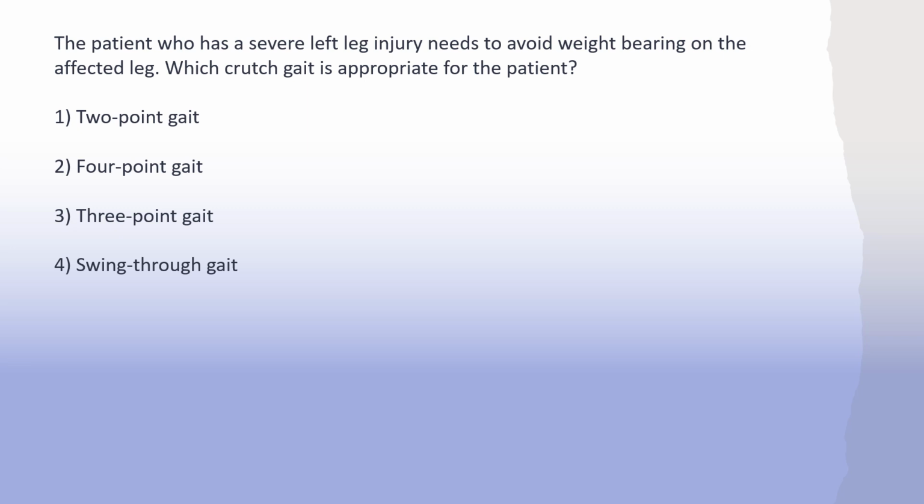The patient who has a severe left leg injury needs to avoid weight bearing on the affected leg. Which crutch gait is appropriate for the patient? 1. 2-point gait. 2. 4-point gait. 3. 3-point gait. 4. Swing-through gait.